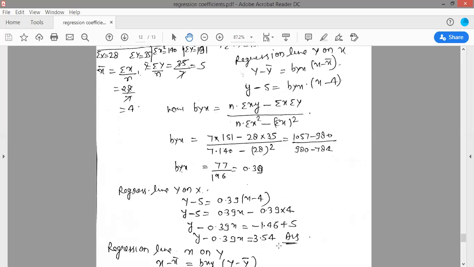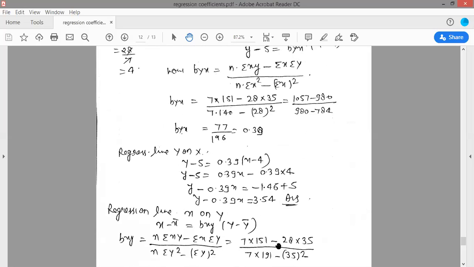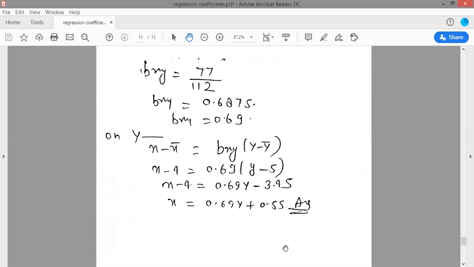Now we need to calculate the second regression line. So the second regression line is x on y. So x on y means x minus x bar is equal to bxy into y minus y bar. That means we need to calculate bxy. So the bxy formula is n into summation xy minus summation x summation y, upon n into summation y square minus summation y whole square. So just put all these values here, and you will get your bxy is equal to 0.69.